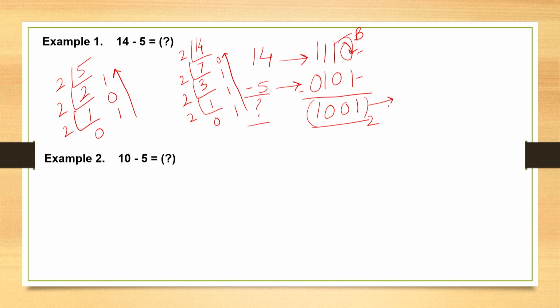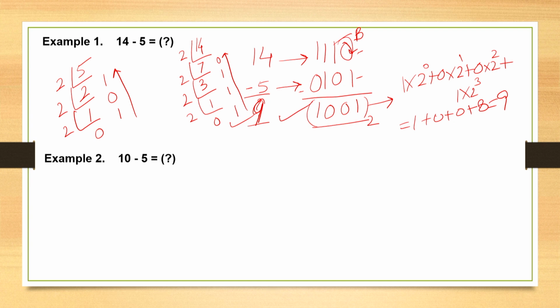So, what is its decimal equivalent? This represents 1 into 2 to the power 0 plus 0 into 2 to the power 1 plus 0 into 2 to the power 2 plus 1 into 2 to the power 3. That comes out to be 1 plus 0 plus 0 plus 8, that is equal to 9. Yes, 14 minus 5 is 9, which is the answer. So, in this way we will do the binary subtraction.